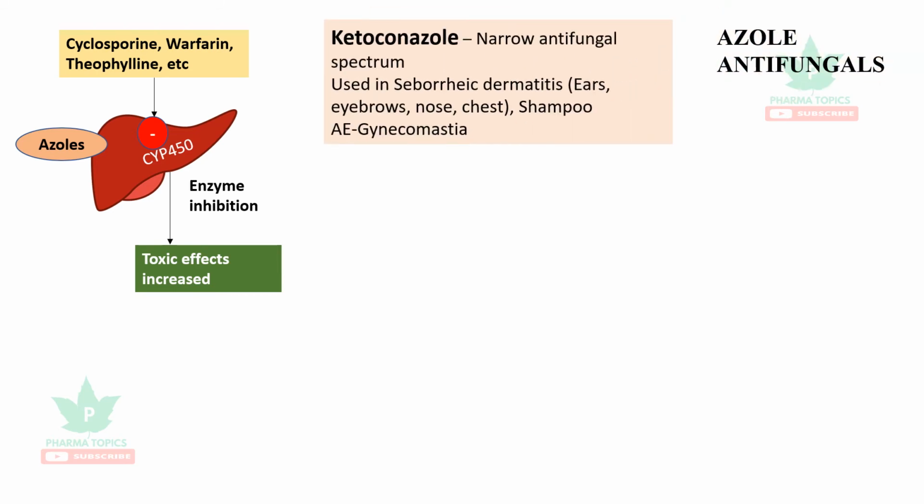The first drug is ketoconazole. It has a narrow antifungal spectrum. It is used in seborrheic dermatitis, that is fungal infections of the ears, eyebrows, nose, and chest. It is used as a shampoo also. The adverse effect is reduced formation of sterols, which leads to gynecomastia.